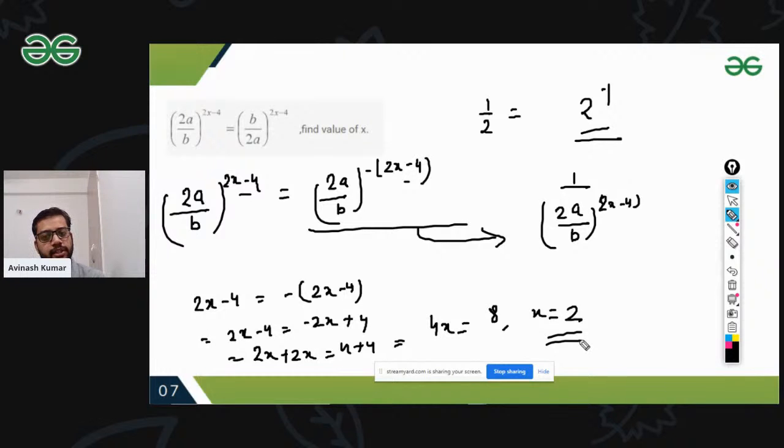Any doubt till now? In this question, any doubt? If you have any doubt, just let me know. x is equal to 2 will be the final answer if you are going for x. Just one reversal part: you need to do one reversal. 2 upon b is equal to b upon 2. Just do one reversal, and then you can solve the question. Just let me know if anyone got the final answer.